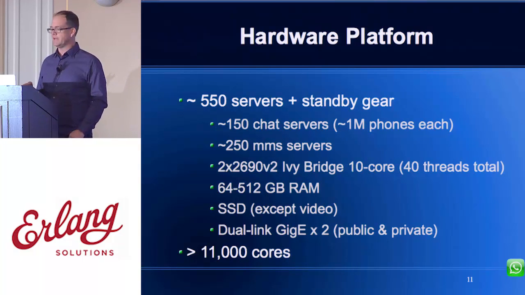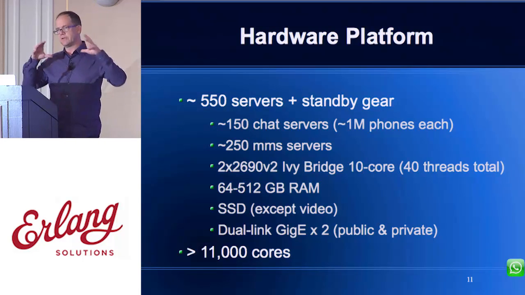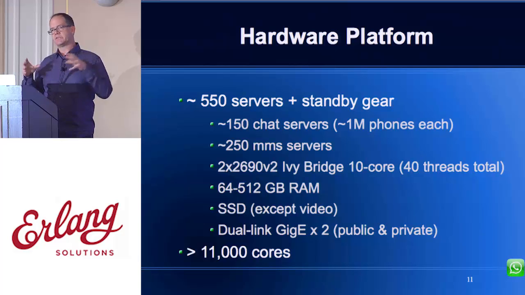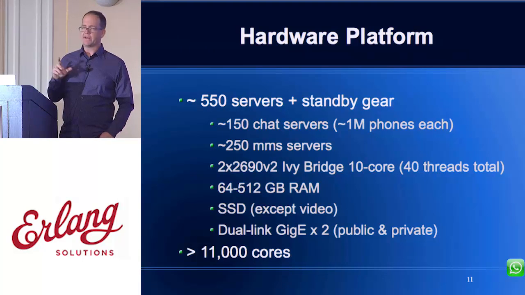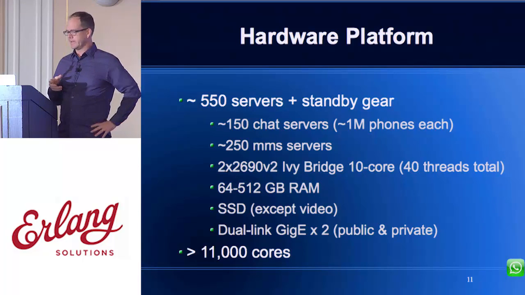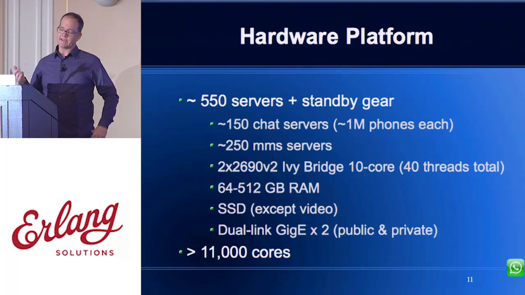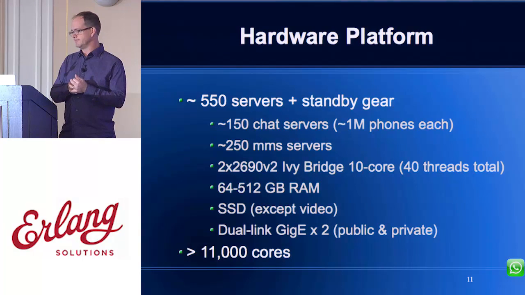There are about 250 multimedia servers, and our standard config is this dual 2690 V2 Ivy Bridge. They're 10-core packages. So a total of 20 cores, but with hyperthreading, so we've got 40 CPU threads total. And we put between 64 gig and half a terabyte of RAM, depending on the role. The database ones have the large RAM. The standard compute nodes have more like 64 gig in general. We use SSD primarily for reliability, except in the case of video where we need a lot more storage. SSD just becomes a little untenable in terms of cost.